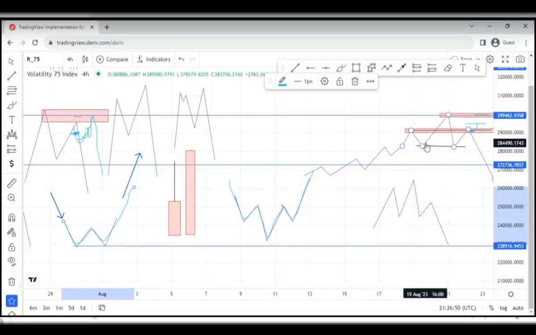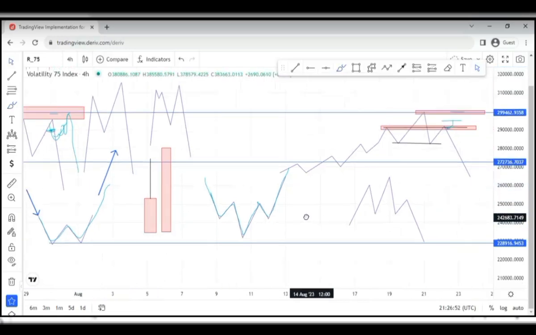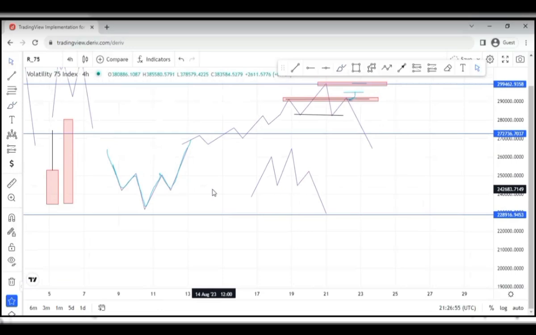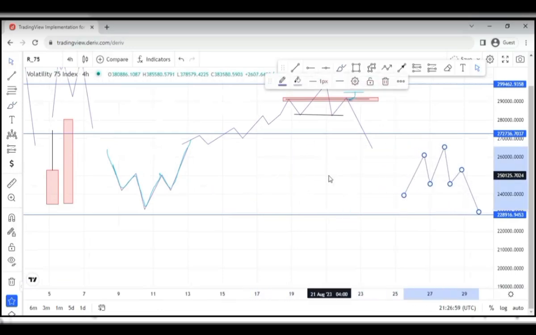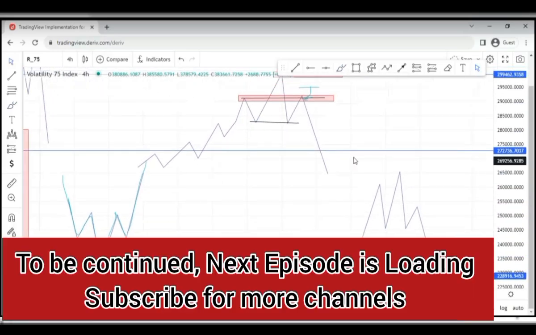You guys will observe that I'm lecturing you more on strength and weakness because it's one of the secrets that a lot of beginners don't really understand. Strength and weakness is important in this market. So another one we have is the rising and the falling wedge.